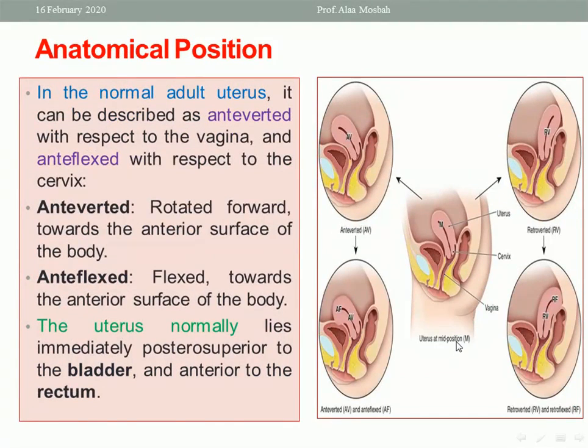The position of the uterus in normal adults can be described as anteverted with respect to the vagina and anteflexed with respect to the cervix. Other positions are retroverted and retroflexed. The uterus normally lies posterior and superior to the bladder and anterior to the rectum. This is the rectum, this is the uterus.